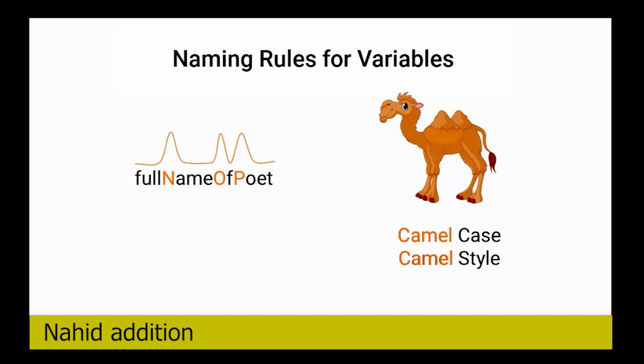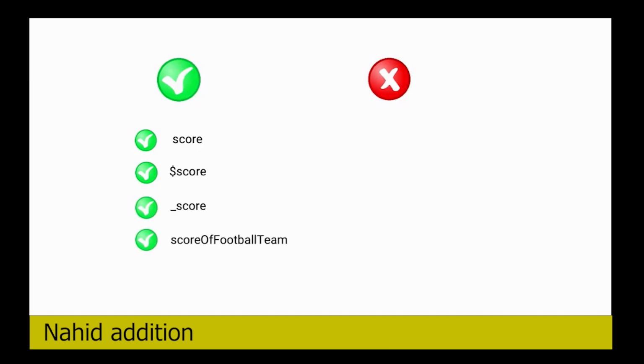There are a few other things you should remember. Variable names can begin with letters, with a $ sign, or even with an underscore. In other words, all the names that you can see on the screen here are acceptable. On the other hand, in JavaScript you can't begin the name of a variable with a number or an ampersand sign. And yes, this is something you should remember.